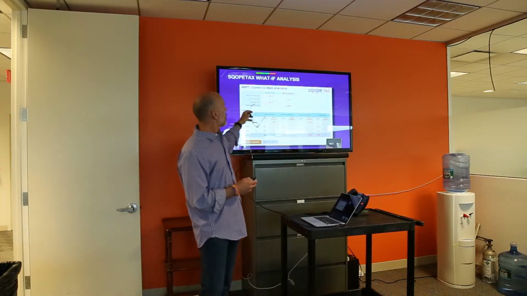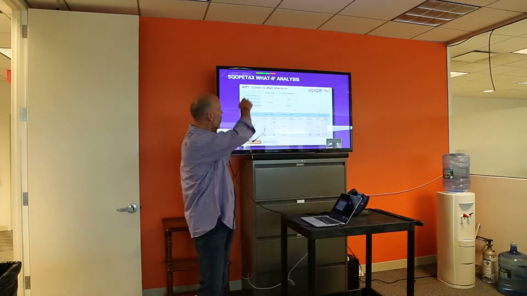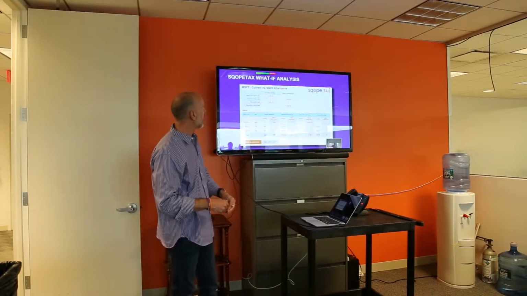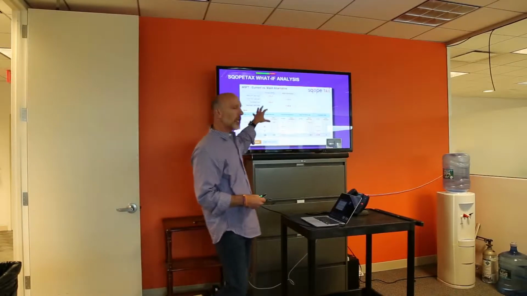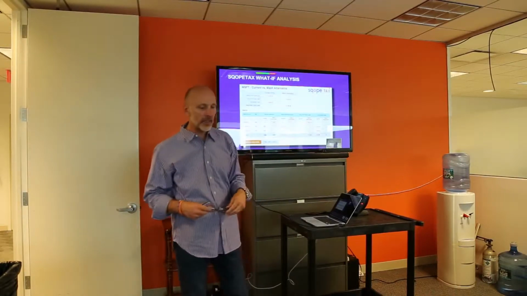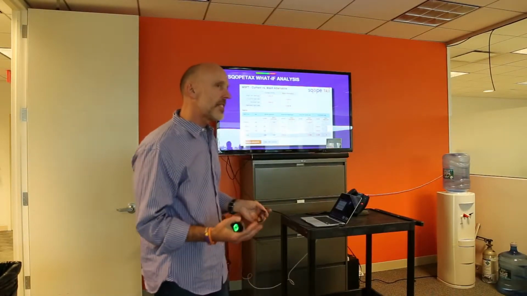So this is the Scope Tax what-if analysis. I can't go through all the tools we have, but just one basic example. What the what-if tool does is let an investor who's about to make a trade see the tax impact of that trade. It'll also look at all the other tax lots for the same security within the portfolio to determine if there's a better lot to sell.